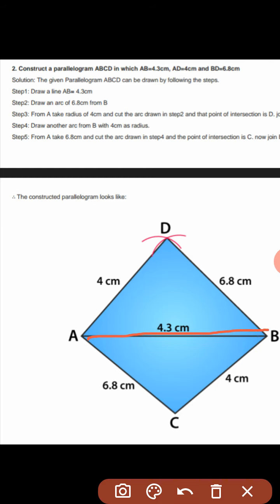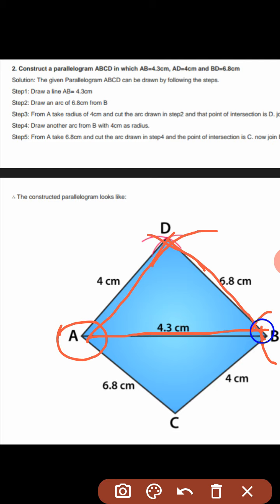Then in step 2, draw an arc of 6.8 centimeter from point B. So from point B we will cut an arc of 6.8 centimeter. Then from A take a radius of 4 centimeter, with the help of compass and pencil, and cut at 4 centimeter. Now join AD and BD. Then draw another arc from point B with radius 4 centimeter.